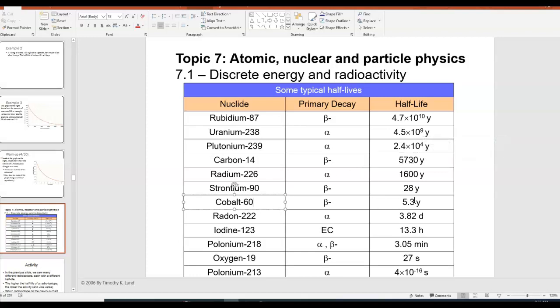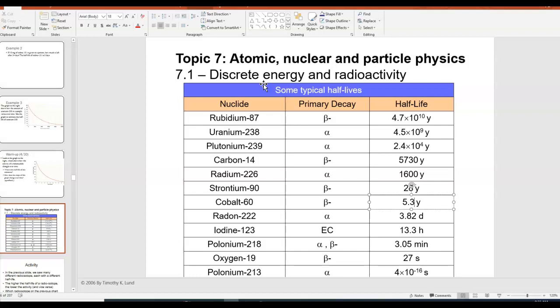Cobalt-60 has a half-life of 5.3 years. Iodine-123 has a half-life of a couple hours. And these are just some typical half-lives, just so you can see the different range of half-lives. And there's no way to predict the half-life of a material just based off of where it is on the periodic table. That's always something you would be given in a question.